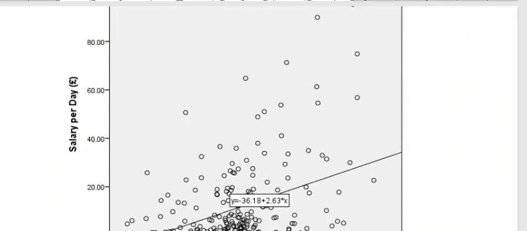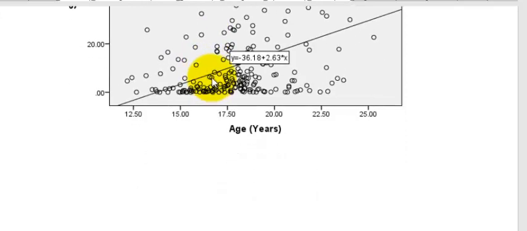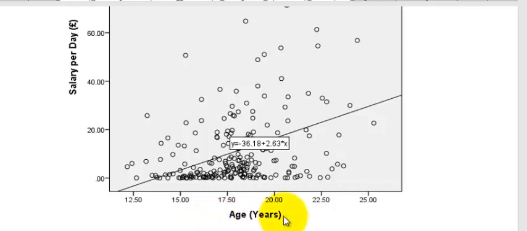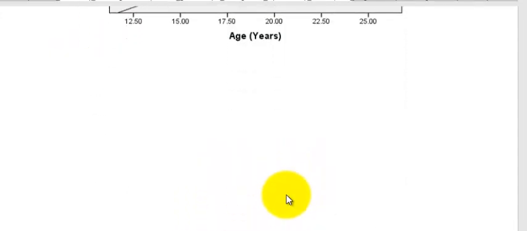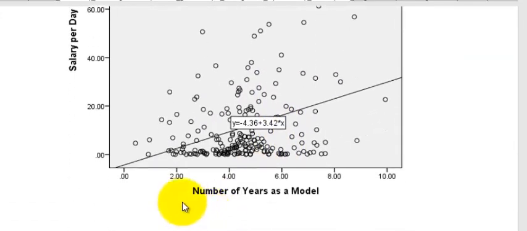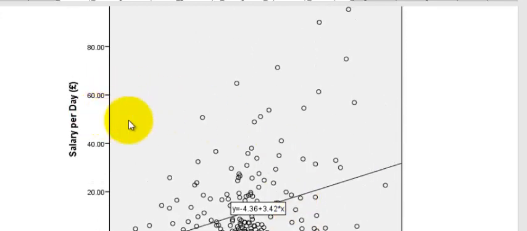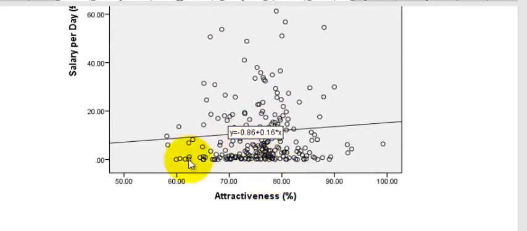Mahalanobis. Oh, wait a minute. Before I get there, I forgot. I went on and on about this linearity thing. So I did an individual scatter plot for each. Here's the first IV, age, against the DV. There's the second IV, years as a model, against the DV. And here's the third one, attractiveness, against the DV. And again, because they're not flat lines, that means it did not violate the assumption of linearity. So enough of that. Ugh.